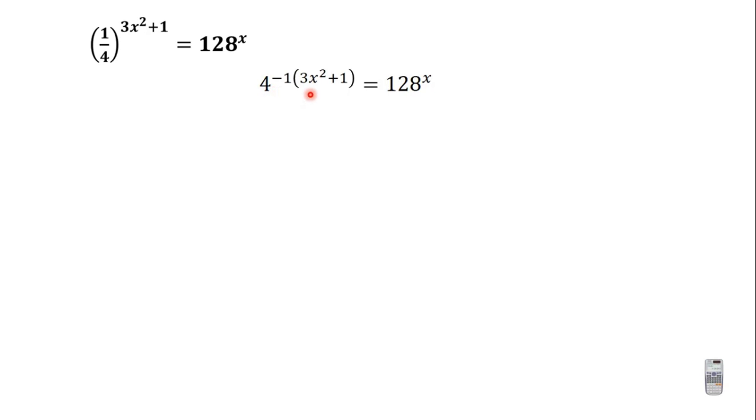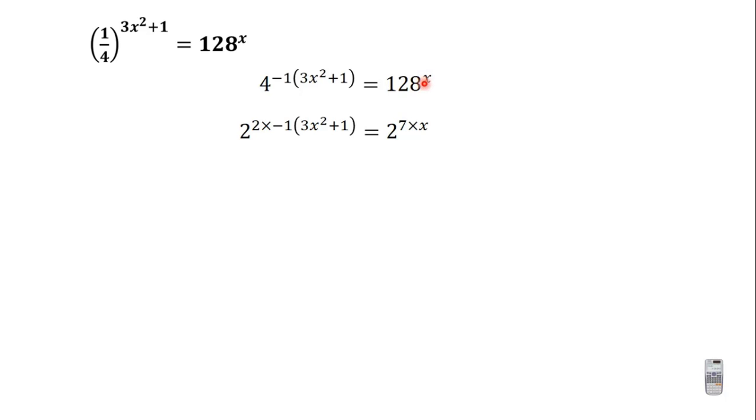When we do that, the term on the left hand side and the term on the right hand side will have the same base. So if you express 4 in index form such that it has a base of 2, we are going to have 2 exponent 2. So we have 2 exponent 2 times, we already have this as the exponent, which is minus 1 into bracket 3x squared plus 1. Then is equal to 128. If you express it in index form such that it has a base of 2, you have 2 exponent 7. 2 exponent 7 will give us 128.